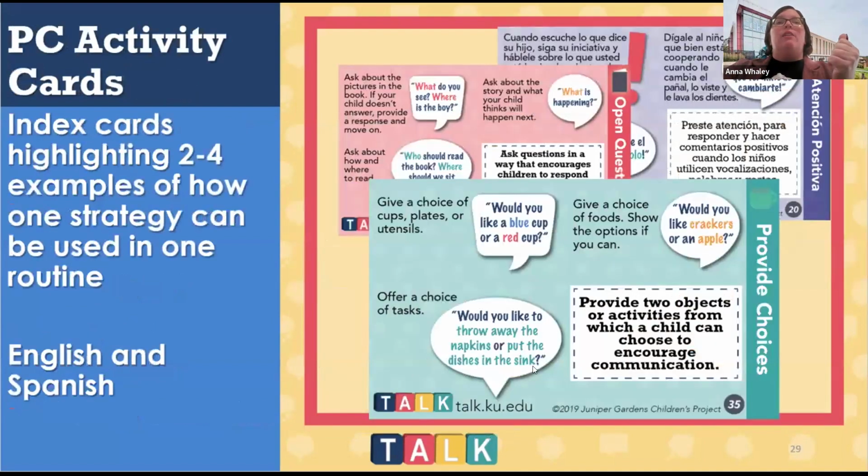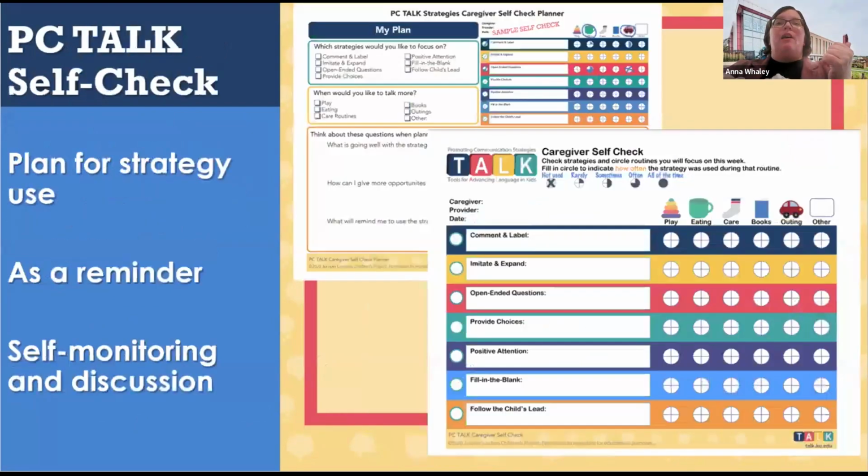And then activity cards are something that you can print off from the website that have 2 to 3 concrete examples of a strategy and how to use it within a specific routine. Also, there's a self-check that you can print out, and that will help you monitor your use of the strategies. It has a place for each strategy, as well as across what routines you're using it in.